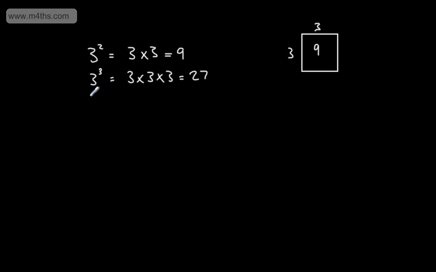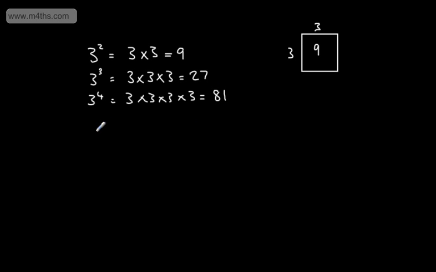3 to the power of 4 is going to be 3 multiplied by the 3, multiplied by the 3, multiplied by another 3. So our base number is 3. The number of them that we require is 4, so all we need to do is multiply this answer by 3, and that's going to give us 81.